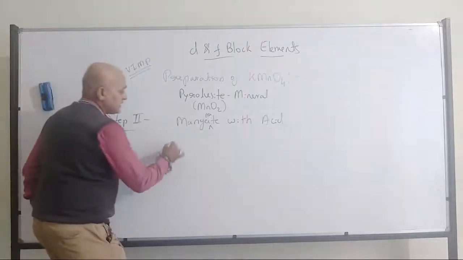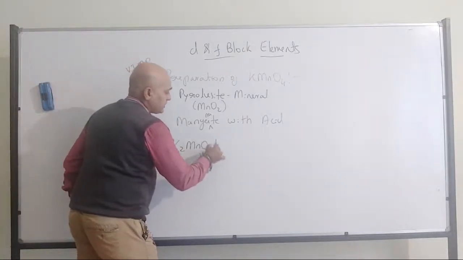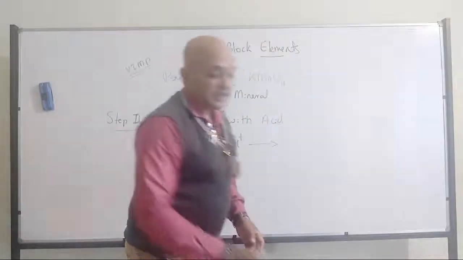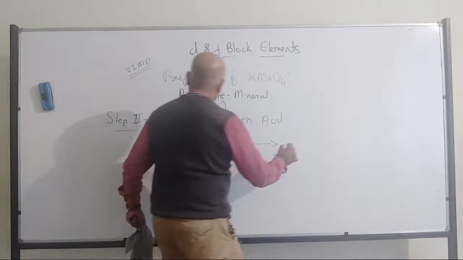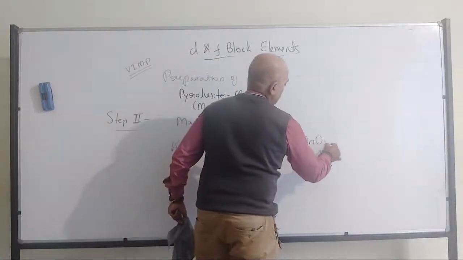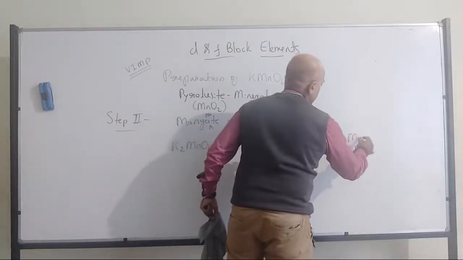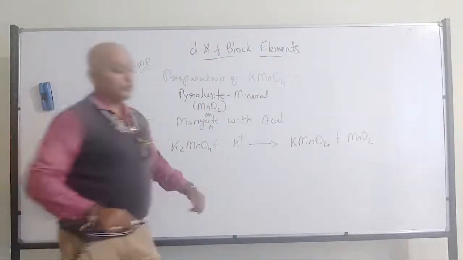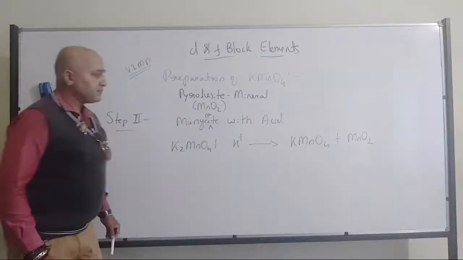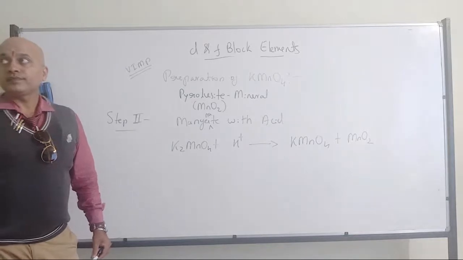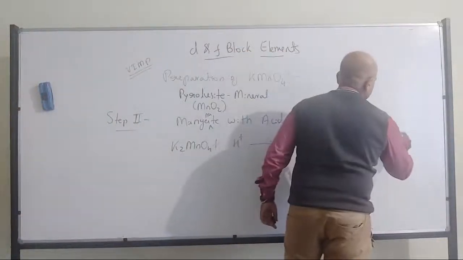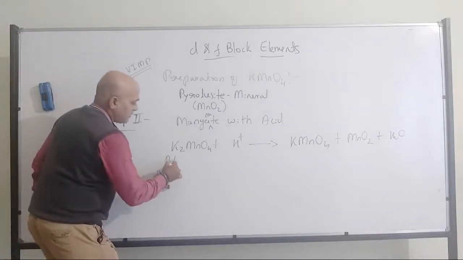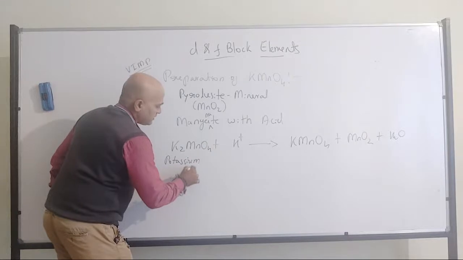Okay, so that means K2MnO4 in the presence of acid will get converted into KMnO4 plus MnO2. Is any other product there? It should be water because H plus is there on the left hand side. So it should be water. Right? So that's where we have potassium manganate.